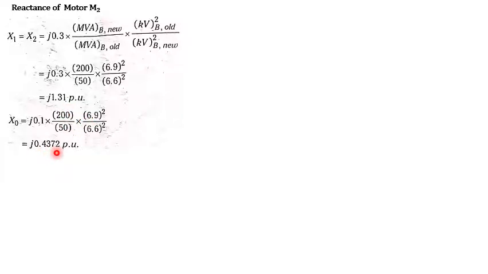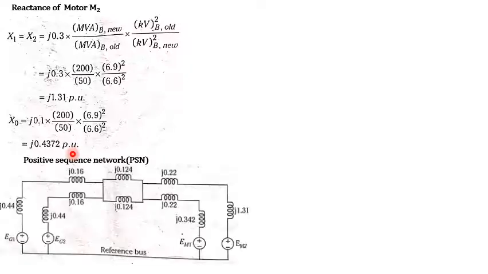So we'll get 0.4372. Okay, for the positive sequence network, we need to draw. Consider the generator, transformer, transmission line, and the motors. Okay, so only this is subject to the positive sequence network. This is for generator 1 and this is generator 2. Generator 1 is connected to a transformer, then the transmission line, then again we have a transformer, then motor 1 and 2.